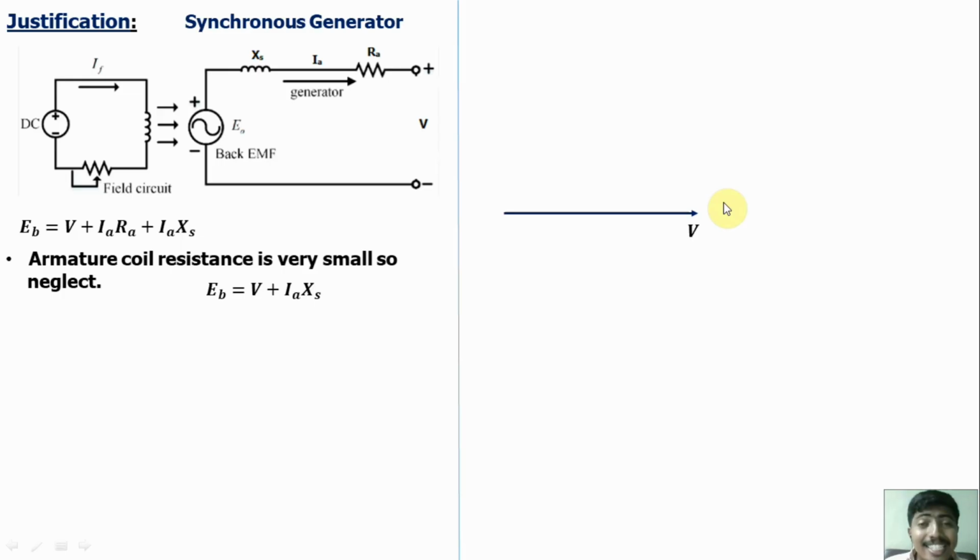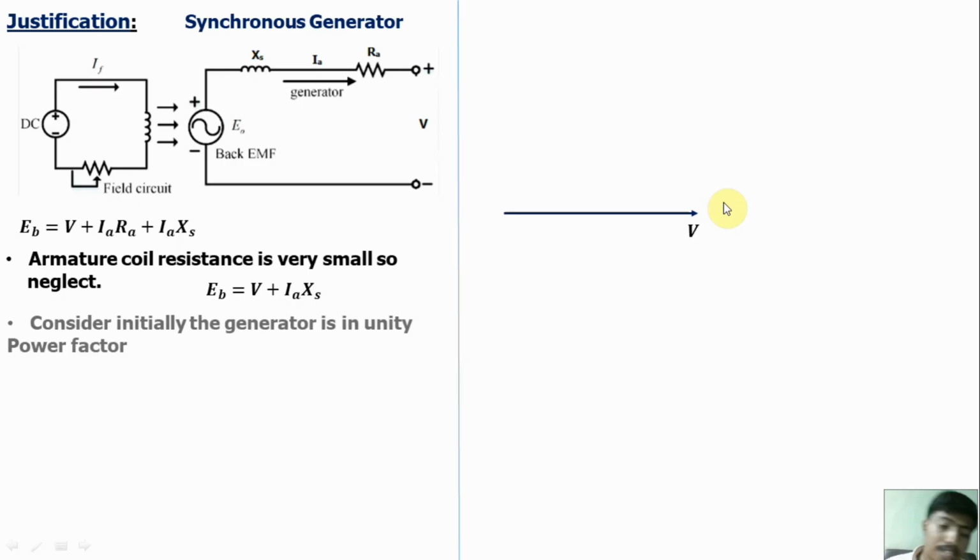Consider the synchronous generator initially operating at unity power factor. If it is unity power factor, the voltage and armature current will be in phase. What will be the reactance drop? The reactance drop I XS has a 90-degree phase difference with IA. Positive means upward direction, negative means downward direction. Here it is a positive value, so upward.